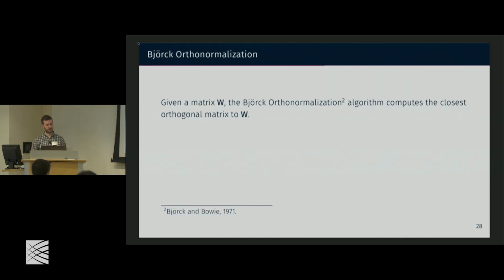So the tool we choose to solve this comes from a paper from Björck and Bowie back in 1971, and we coined the name Björck orthonormalization just to give a name to their algorithm. But this algorithm on the label is pretty simple. We take a matrix W, a weight matrix. We apply this algorithm that I'll write down in a moment, and the algorithm will spit out the closest orthogonal matrix to W. But it's worth taking a moment just to write down what we mean by the closest orthogonal matrix.